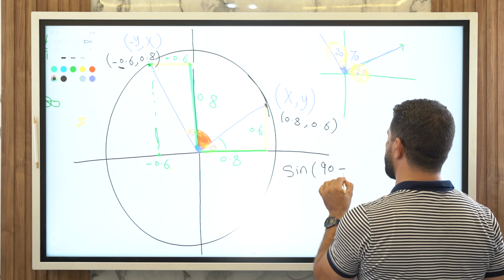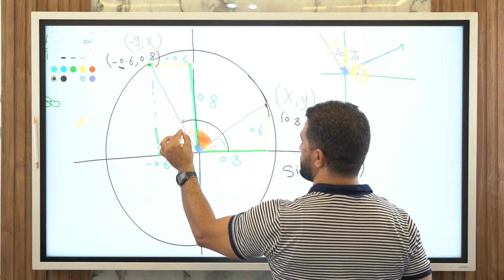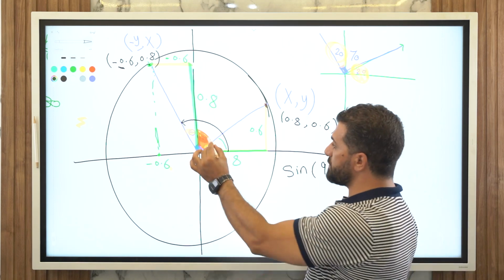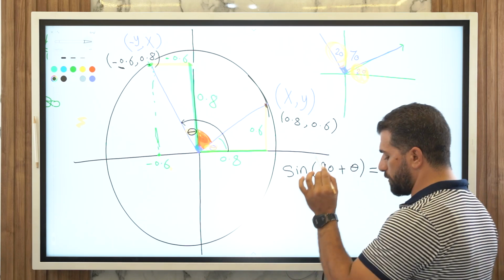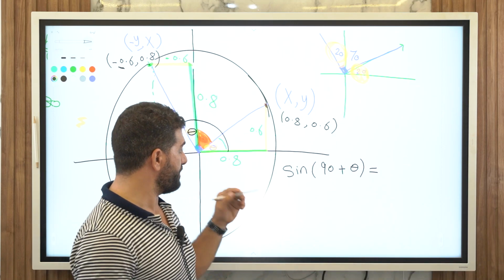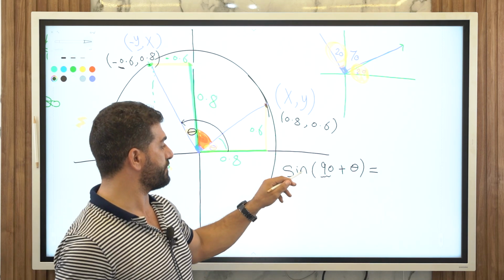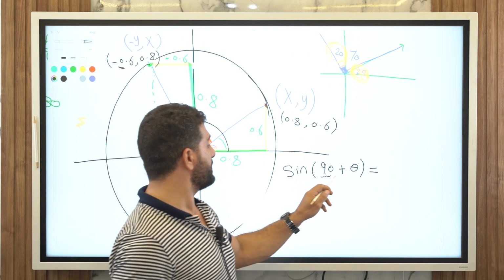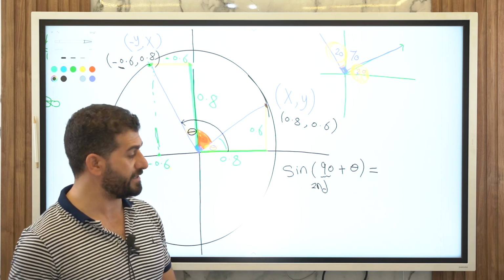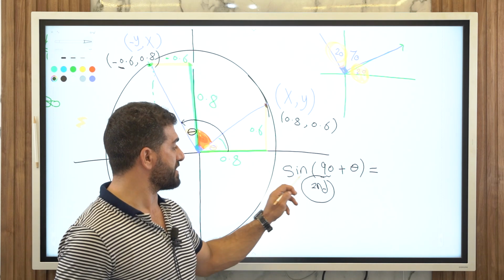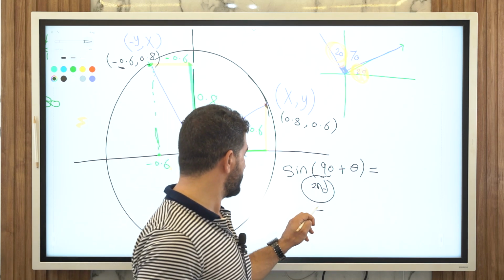sine of 90 plus theta. Why did I say 90 plus theta? Because this angle in its standard position is 90 plus theta. This angle is theta. Sine 90 plus theta is equal to what? As you know, 90 changes sine to cosine. 90 plus theta lies in which quadrant? In the second quadrant. And the sign of sine in the second quadrant is positive.